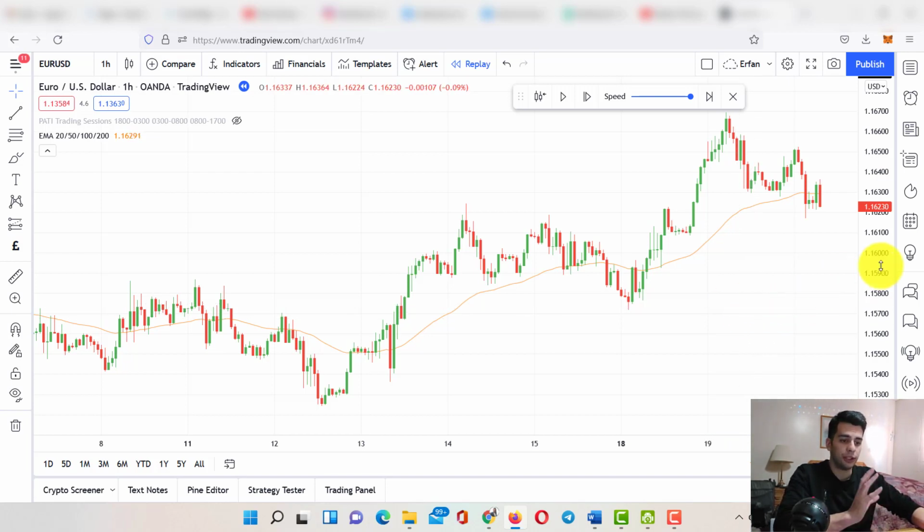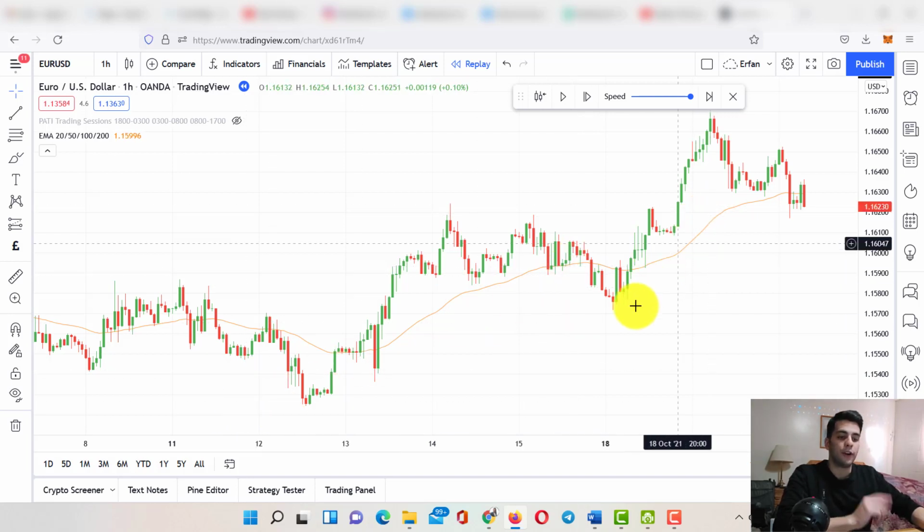But if you want to trade manually, this is the way. This is one of the ways to identify a support and resistance level.